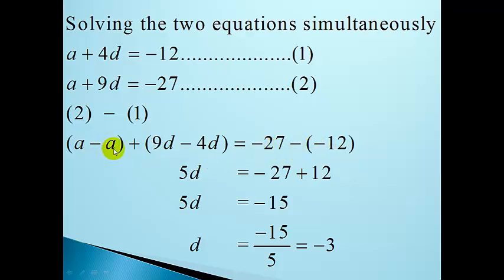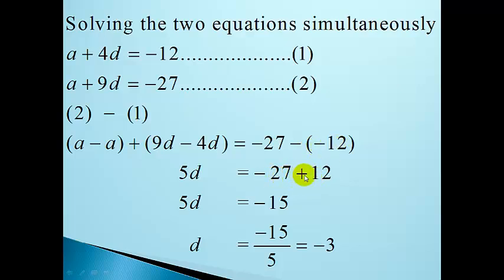Now a minus a equals 0. 9d minus 4d equals 5d. And 0 plus 5d is equal to 5d. So 5d on the left hand side is equal to minus 27 plus 12, because minus 1 times minus 12 will give us plus 12. Take note that the coefficient of the bracket is 1. And so minus 1 times minus 12 is equal to plus 12.